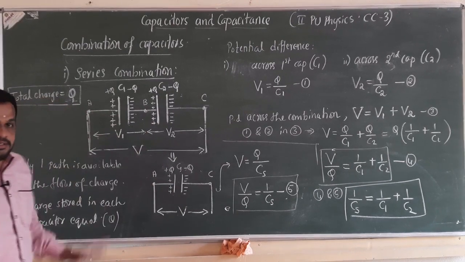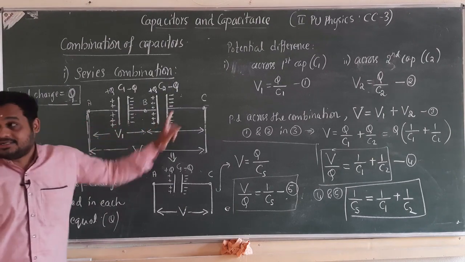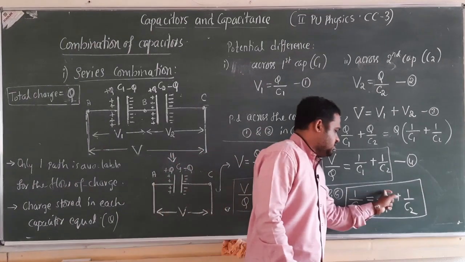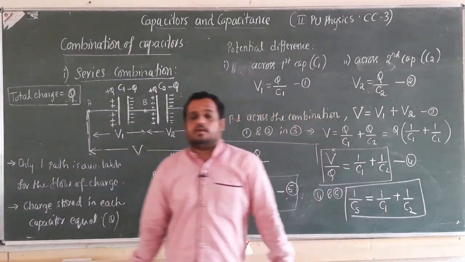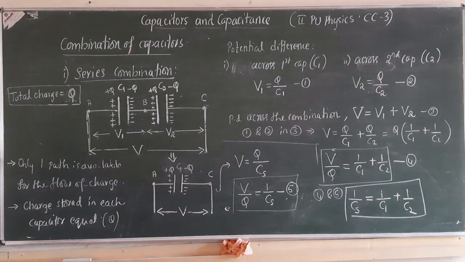The question will be like this in board exam: Derive an expression for equivalent capacitance when two capacitors are connected in series. This is the final expression: 1 by CS is equal to 1 by C1 plus 1 by C2. So, that is the final expression for capacitance.